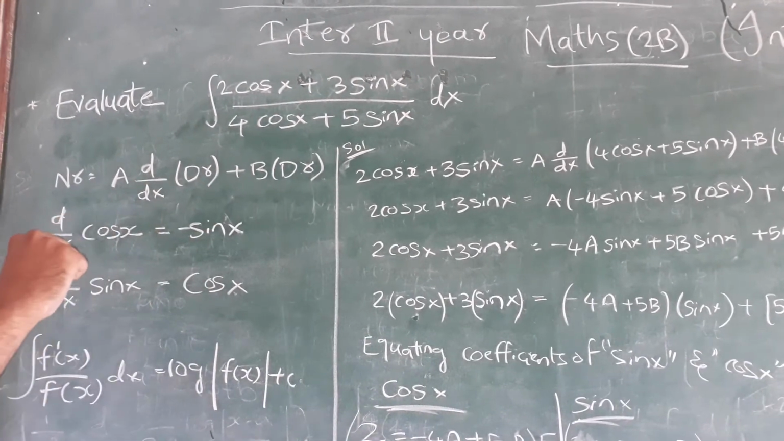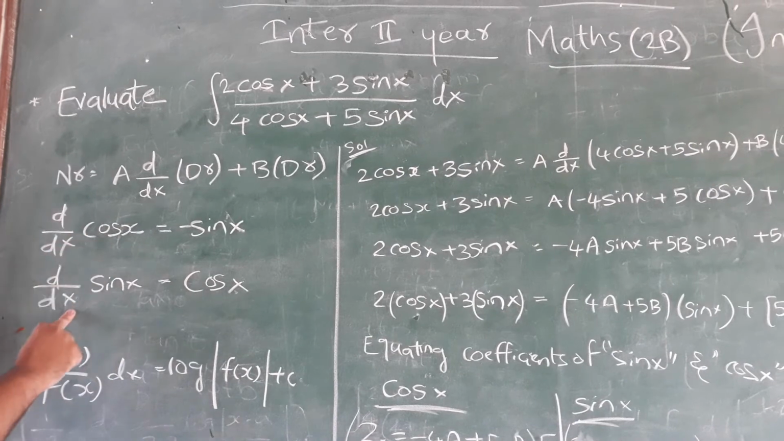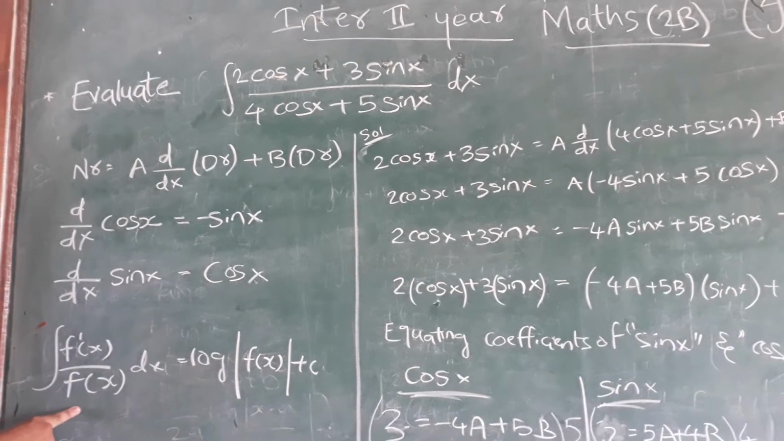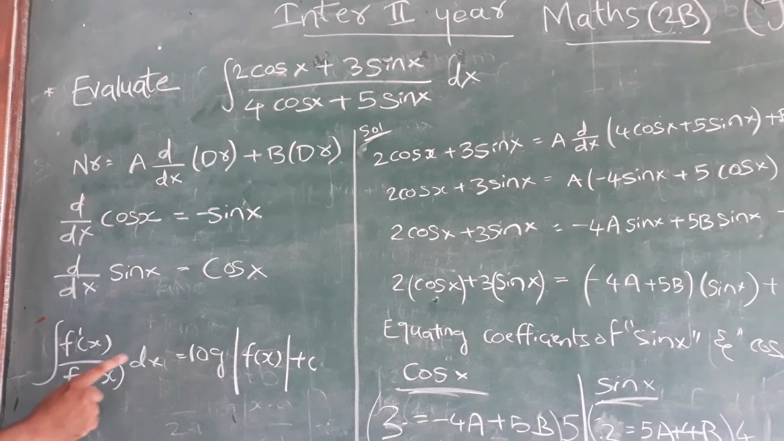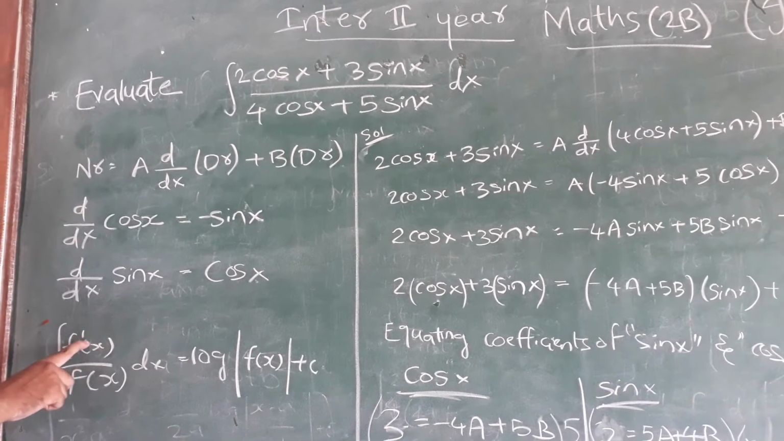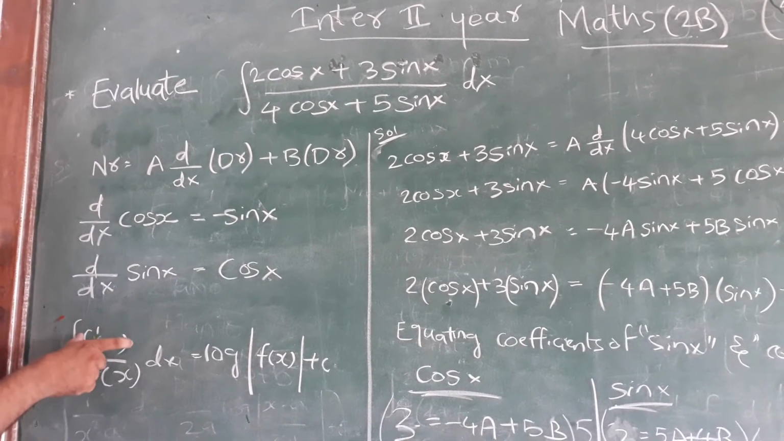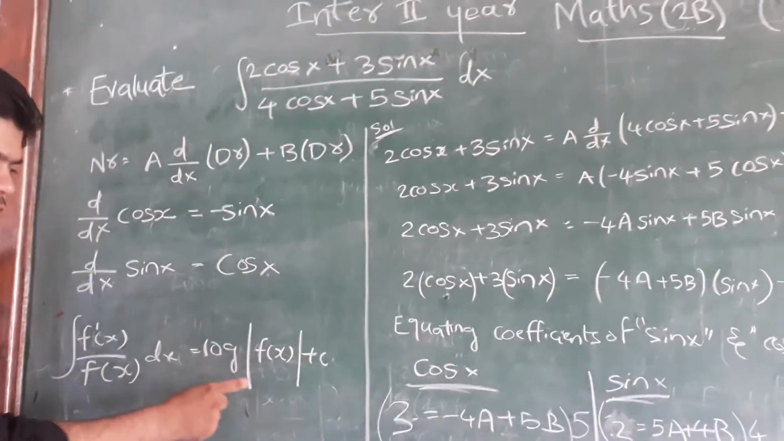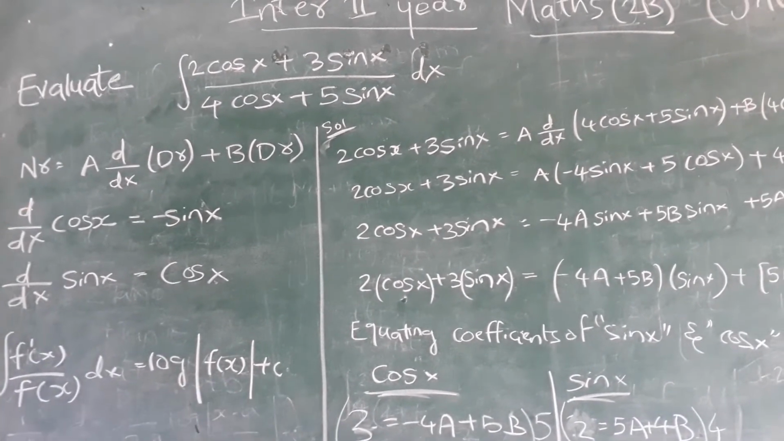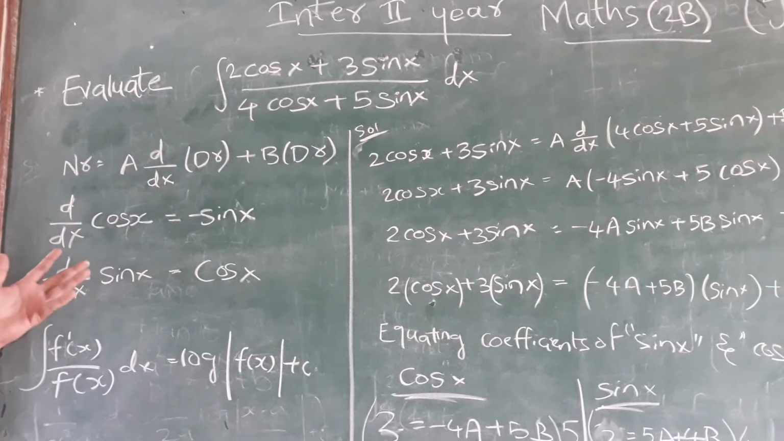The formulas which we are going to use here are the basic formulas: d by dx of cos x is equal to minus sin x, and d by dx of sin x is equal to cos x. And this is another formula of integration: the integral of f dash of x by f of x dx is equal to log of mod f of x plus c. Dash means the differentiation. Mod means you will get the positive number, as I said yesterday. I give you 5 to 6 seconds, just copy down this important formula.